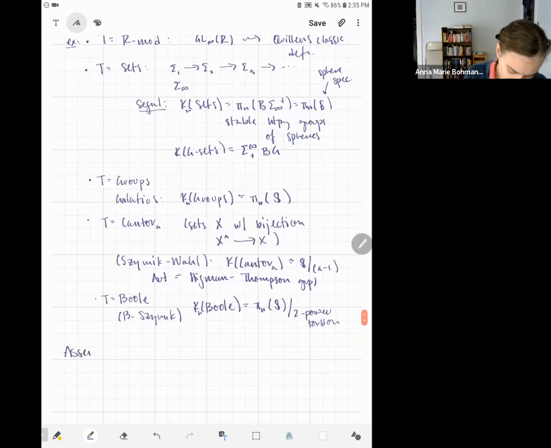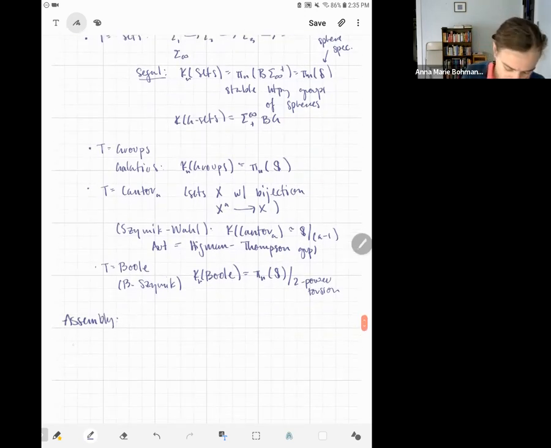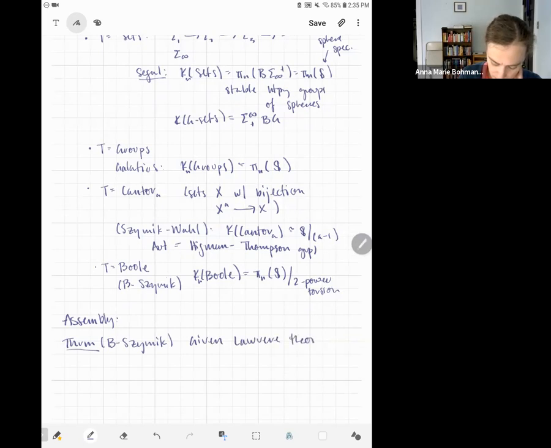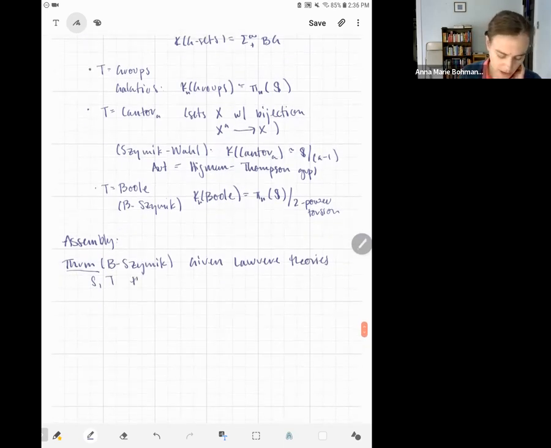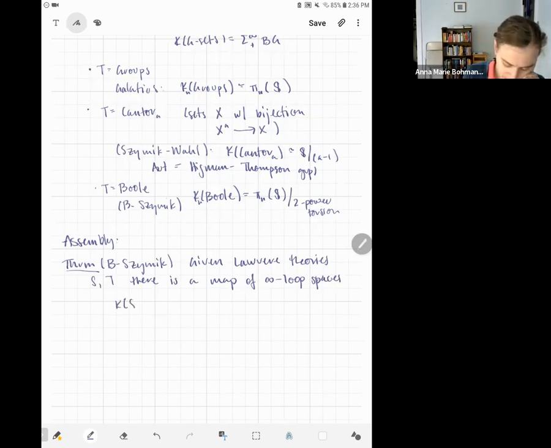So now I want to bring these algebraic K-theory groups of Lawvere theories into the context of assembly. Here's a theorem that Marcus Shimmick and I proved. Suppose you're given two Lawvere theories, S and T. You get a map of spectra, or of infinite loop spaces, take your pick, whichever context you like better, from the K theory of S smash the K theory of T to the K theory of what I'll call S tensor T.